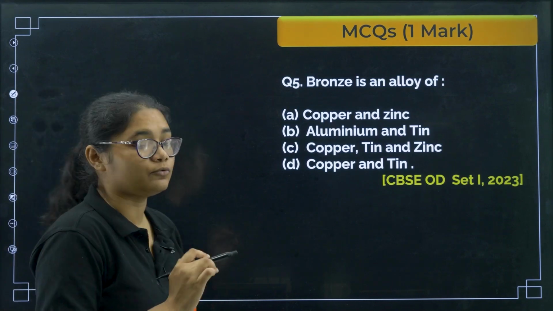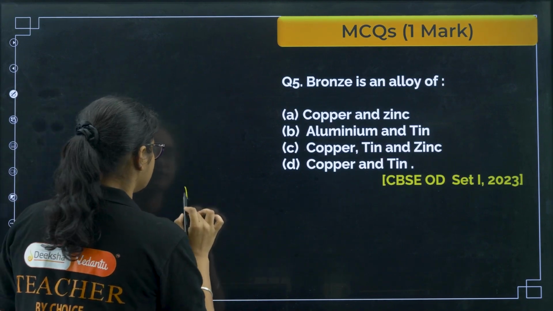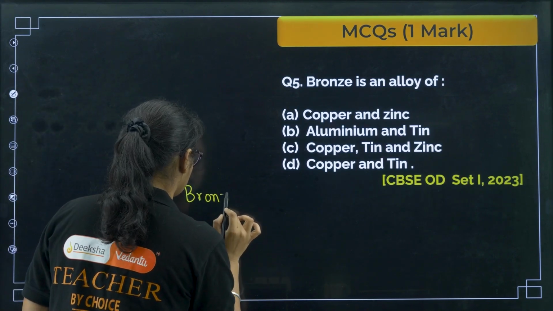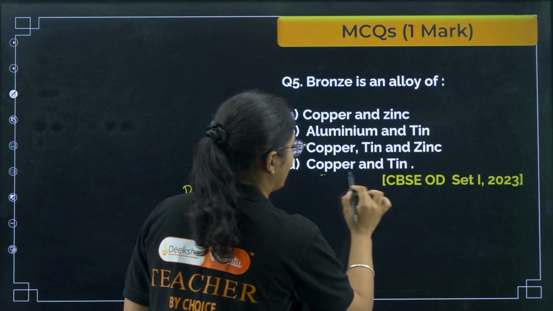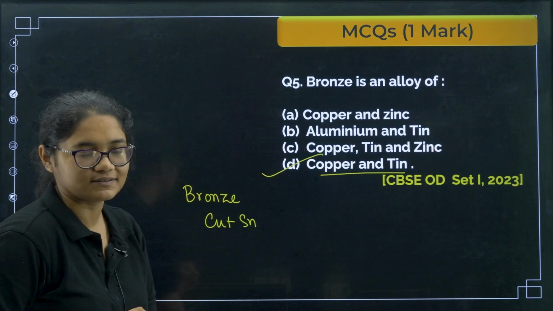Next, question number 5, bronze is an alloy of. So if you see bronze, okay, it is an alloy of copper and tin. Option number D is the correct answer.